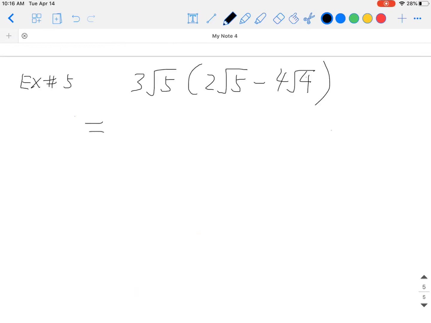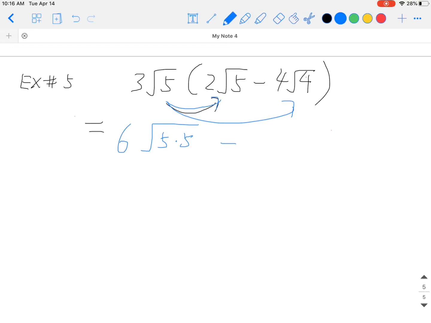Okay, we have a multiplication and we have a subtraction inside of the parentheses. To get rid of the parentheses, we have to distribute, which just means we multiply. To make this work, we multiply non-radical by non-radical, which is 3 times 2 is 6. And what happens is radical 5 times radical 5. And if you noticed earlier, a radical multiplied by itself is equal to removing the radical.